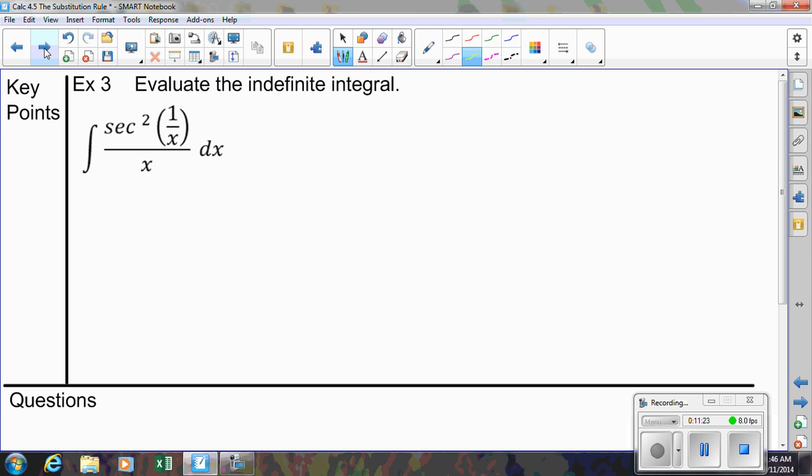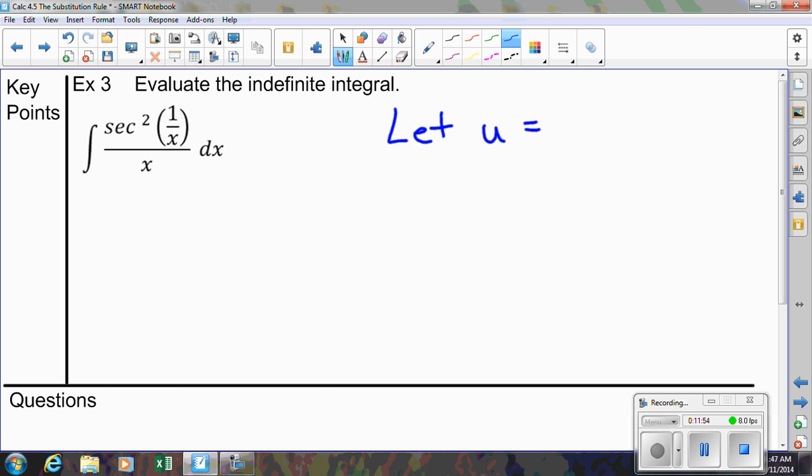Okay, what about this one? A little bit tougher in that we're not told what the substitution is. So you have to inspect this and come up with your own substitution. When you look at it, what do you think you should substitute? What should you look for to try to figure out what you're going to substitute?